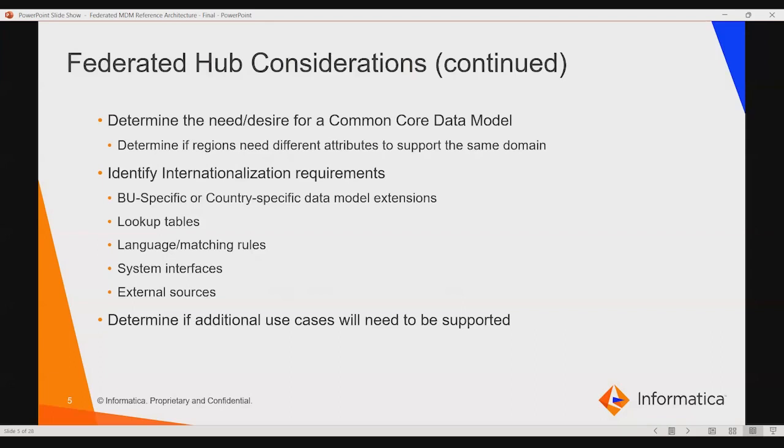We also need to look at the system interfaces and the external sources who are supplying the data that you want to master. And we need to determine if additional use cases will need to be supported. So as you can understand, there are some varying factors when it comes to federated hub consideration or conclusion, and we need to think holistically from all these data points to come to a good understanding and choose whichever model suits best.